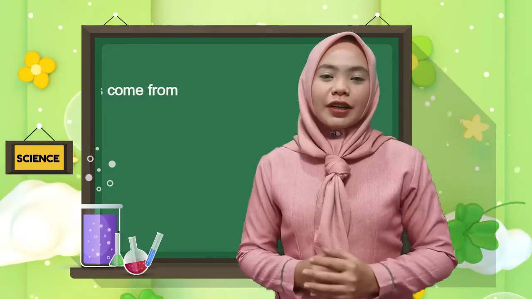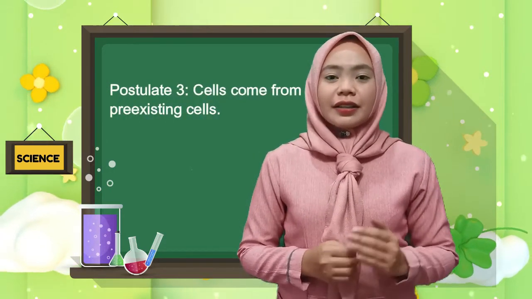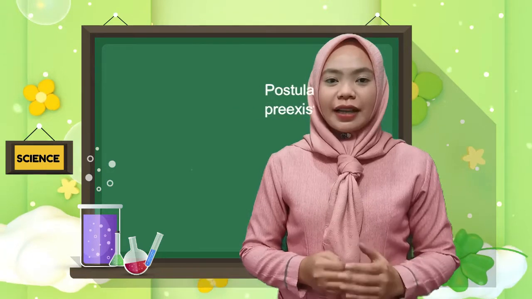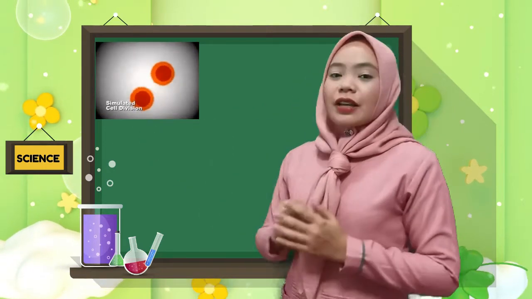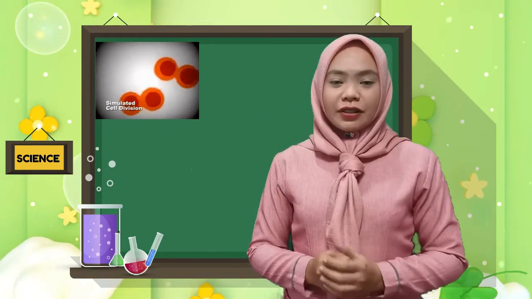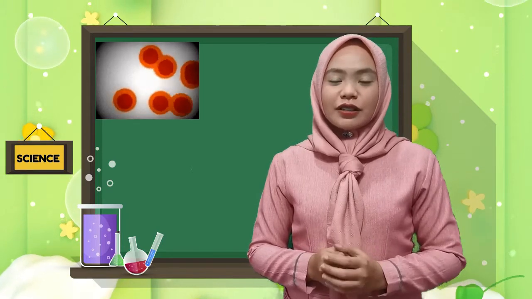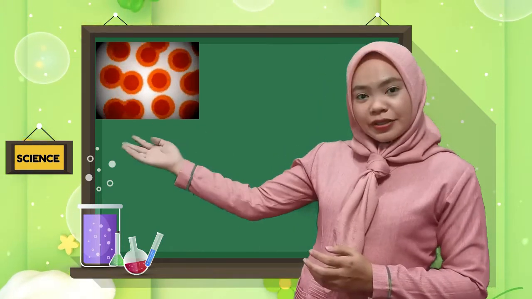The third postulate of the cell theory states that cells come from pre-existing cells. For example, this video shows the cell division. It is the cell division in somatic cells. As you can see, 1 cell divides to form 1 or more cells.